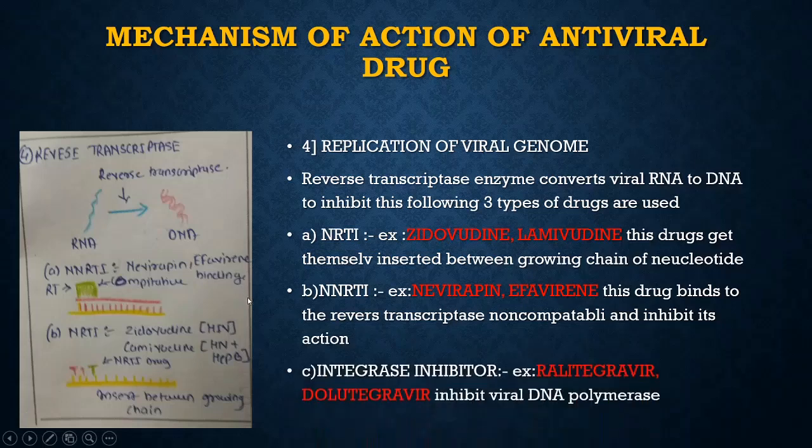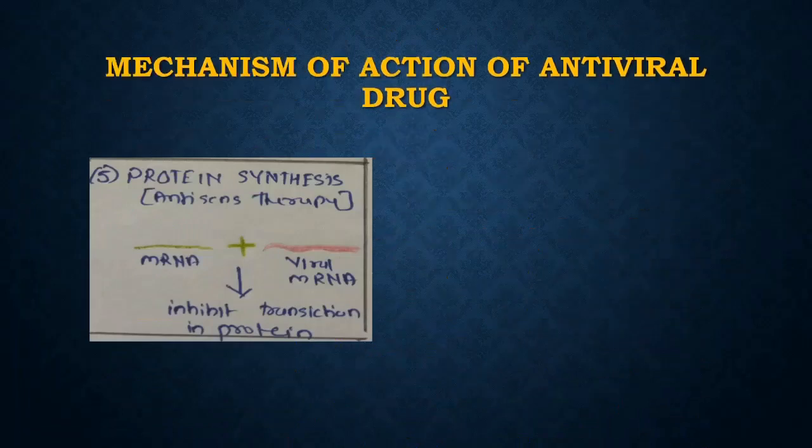Another type of drugs used for the inhibition of this process are integrase inhibitors. These are raltegravir and dolutegravir. These drugs inhibit DNA polymerase. For formation of the DNA, polymerase is required, which is a precursor for the formation of new nucleotide chain. While these integrase inhibitors inhibit the DNA polymerase and it stops the formation of the DNA from the RNA.